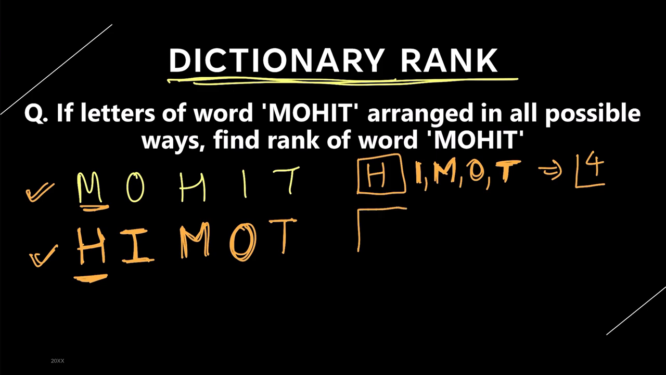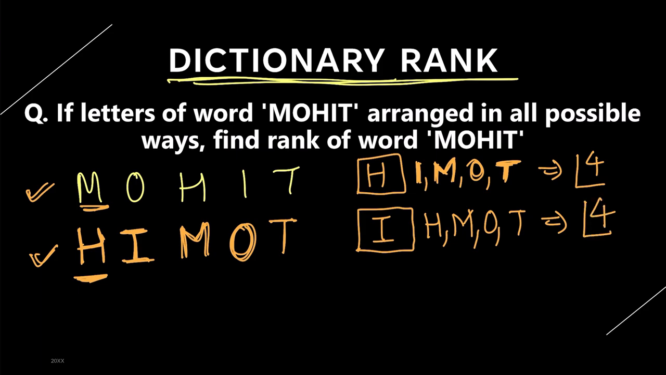Now comes in I. Then after that, I starts. If I is there, then you have H, M, O, T. For M, we first have to go through all the words starting with H and all the words starting with I, then Mohit will come. So I, H, M, O, T. Here I have 4 factorial again. Now let's see Mohit.